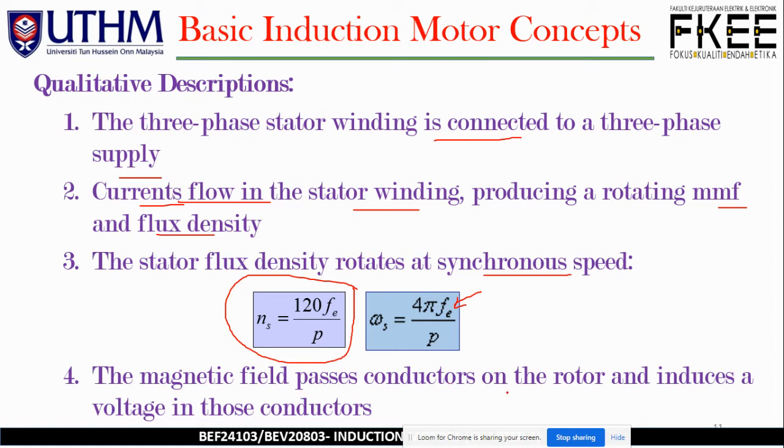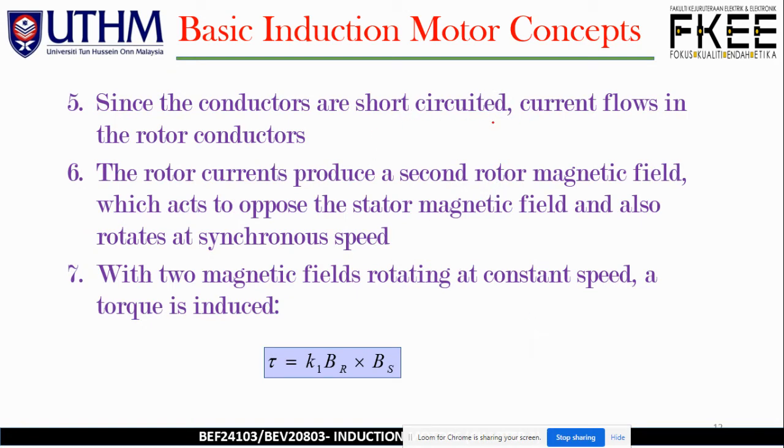The magnetic field passes the conductors on the rotor and induces a voltage in those conductors. Since the conductors are short circuited, current flows in the rotor conductors. This current produces a second rotor magnetic field, which acts to oppose the stator magnetic field and also rotates at synchronous speed. This is known as BR, which rotates at synchronous speed. So with two magnetic fields, BR and BS, rotating at constant speed, a torque is induced with K1 constant.